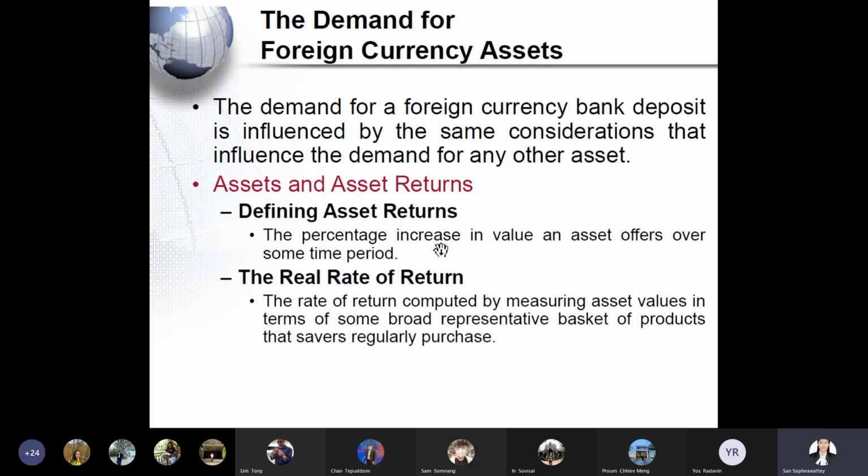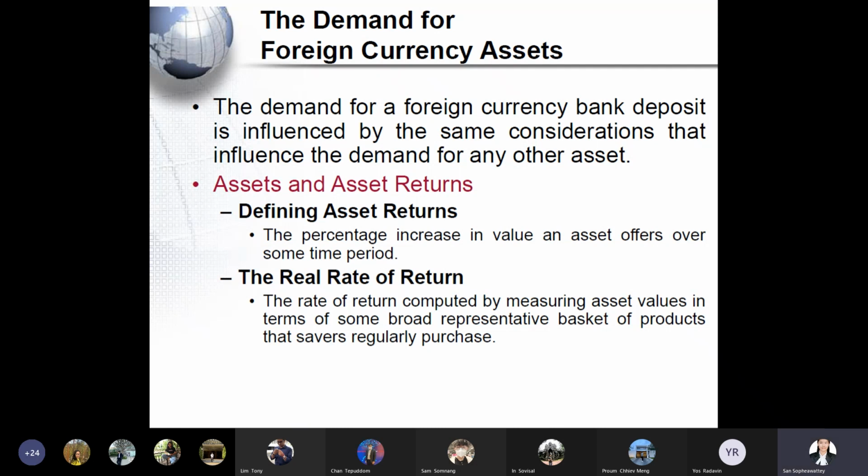And then we have the real rate of return. The real rate of return is actually the expected rate of return that a saver will consider in deciding which asset to hold. It's a rate of return computed by measuring asset value in terms of some broad representative basket of products that the saver regularly purchases. Or we can say it is the expected rate of return that savers use to choose between investing in any assets.